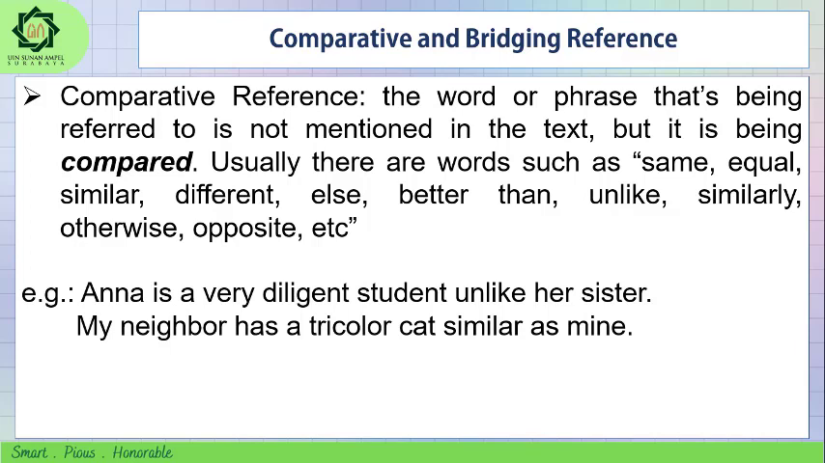We don't know what Anna's sister is like, but from this sentence, we can assume that Anna's sister is not diligent. Anna's sister is lazy. And then the next one, my neighbor has a tricolor cat similar to mine. So in the sentence, it is not mentioned what kind of cat I have, but from this sentence, we know that my cat is also a tricolor cat.